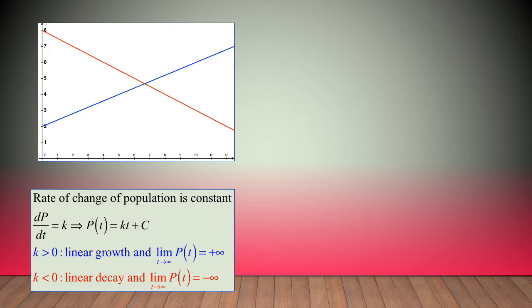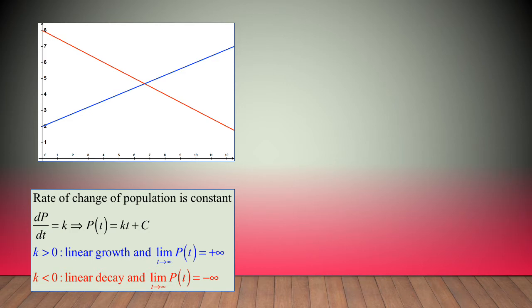If k is greater than 0, we have linear growth, as shown in blue, and the limit of P of t as t approaches infinity is infinity. If k is less than 0, then we have linear decay as shown in red, and the limit of P of t as t approaches infinity is negative infinity. If P cannot be negative, like a population of people, then the limit as t approaches infinity of P of t in a decay situation would be 0. We are not much interested in constant growth.